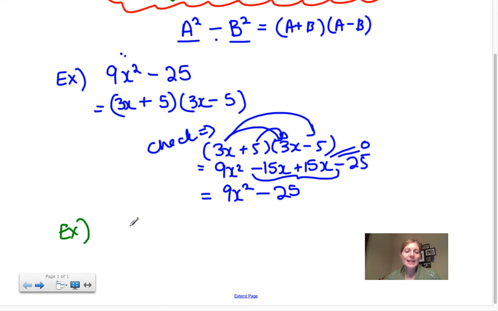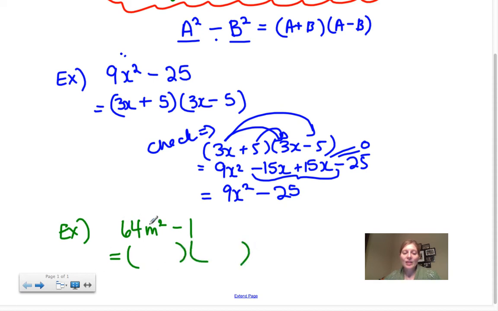Okay, so let's say we have 64m squared subtract 1. First of all, again, I look to see if both the first and last term are perfect squares. Yes, 64 is a perfect square, 8 times 8 is 64. 1 is also a perfect square because 1 times 1 is 1. And I have a negative sign there, a subtract sign. So I know I can factor this using difference of squares.